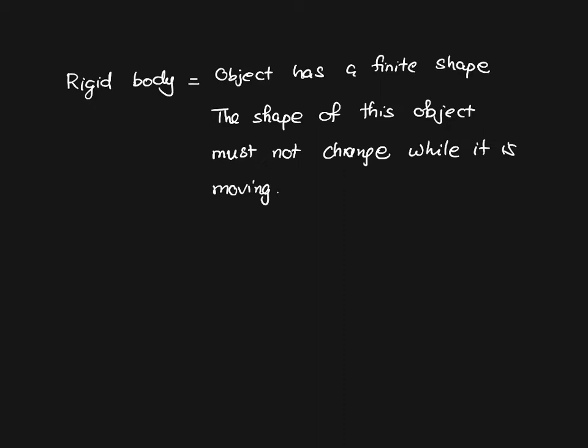So consider if I've got this irregular shaped object and I throw it. If its shape does not change, it means that this object is a rigid body. Or I've got a hammer. We know that the shape of the hammer does not change while we throw it in the air. So this hammer is a kind of rigid body. So the key point of the rigid body is it has a finite shape and the shape does not change when it is moving, and that's it.